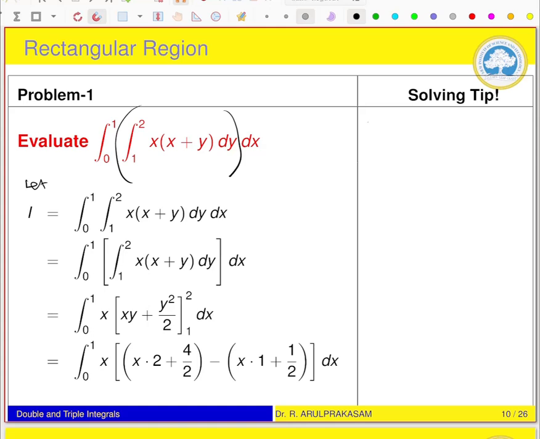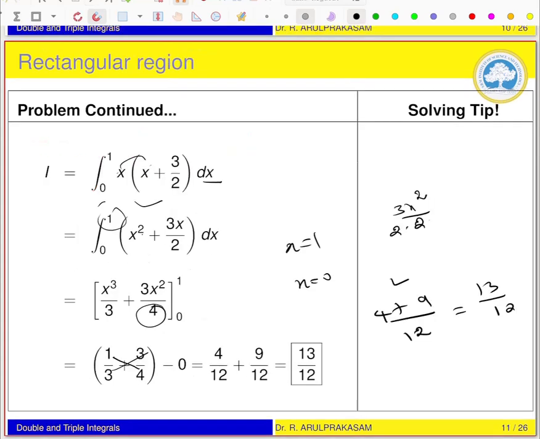The result of the first inner integration becomes the function for the outer integration. So here I mentioned that by the integration I am getting this answer. Following this, I can go for one more problem.